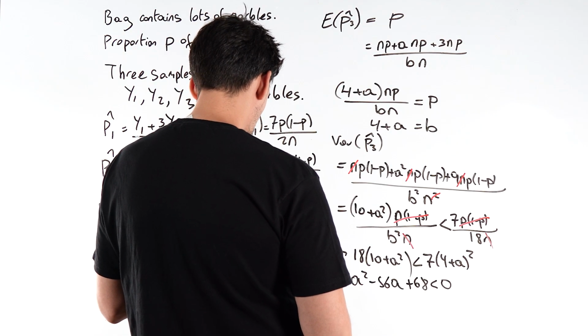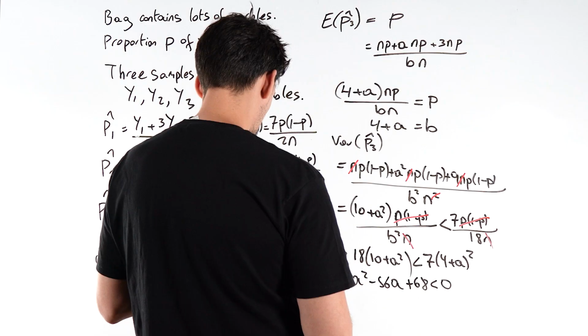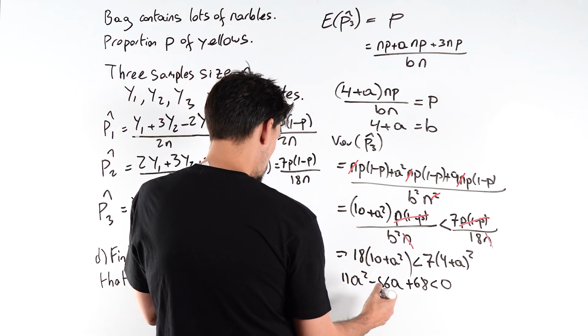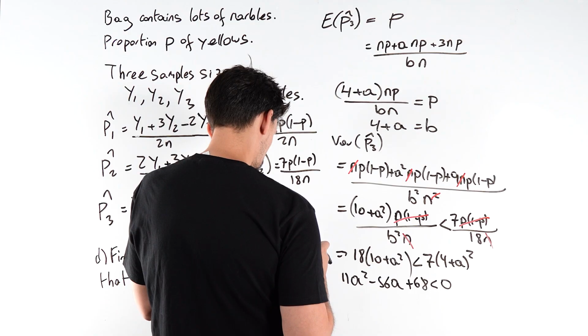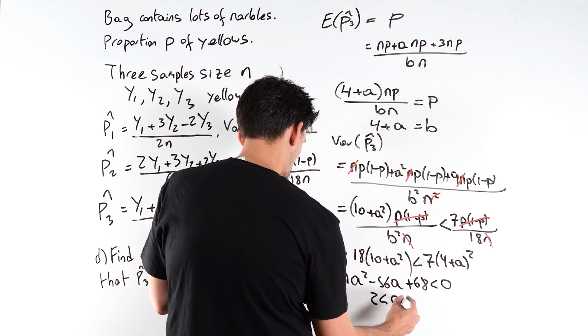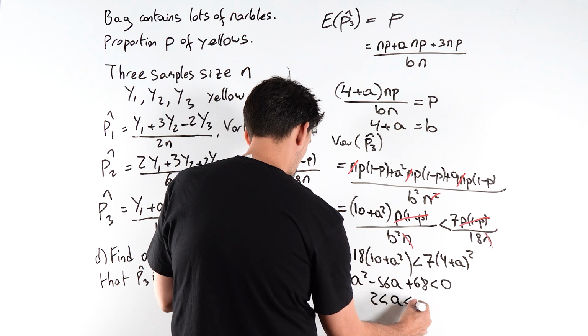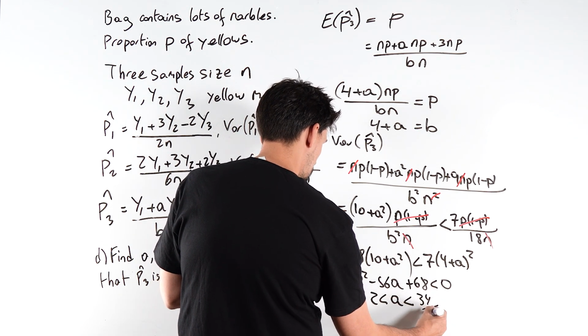Does this do anything nice? Ain't no one got time right now. So this tells me that a has to be between 2 and 34 over 11.